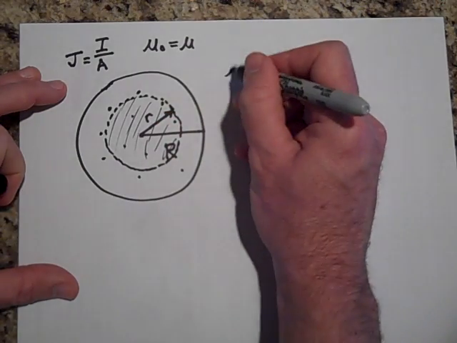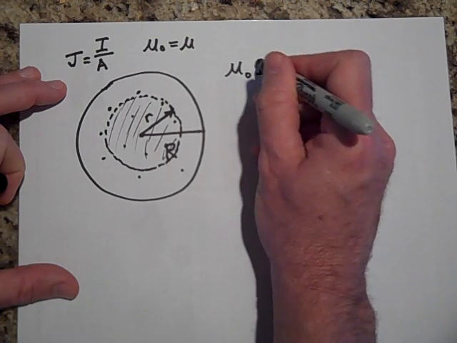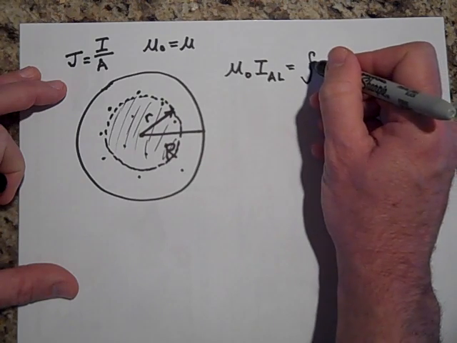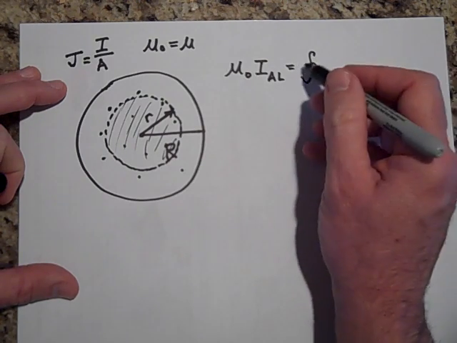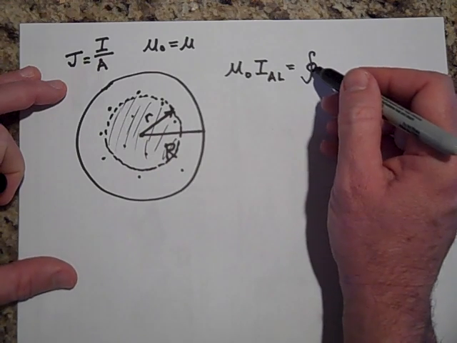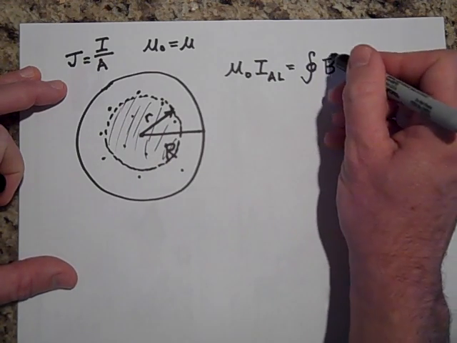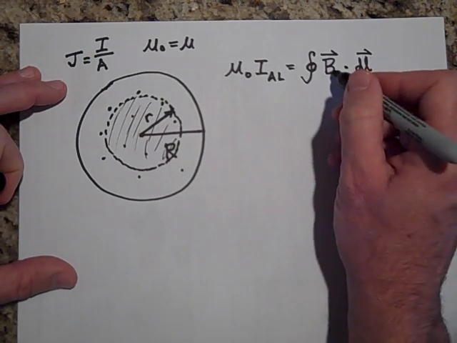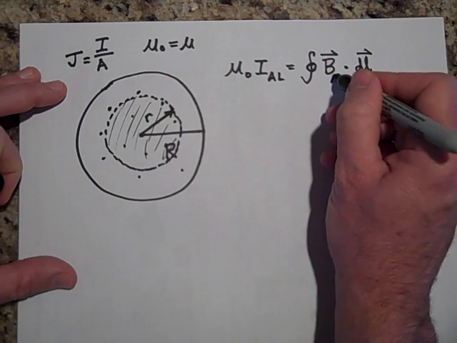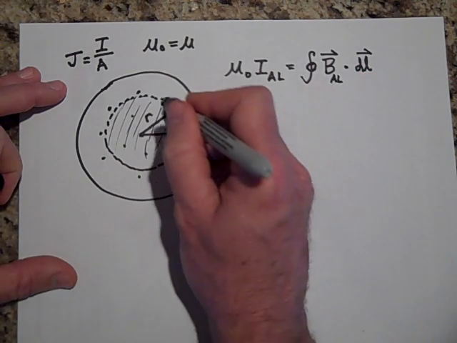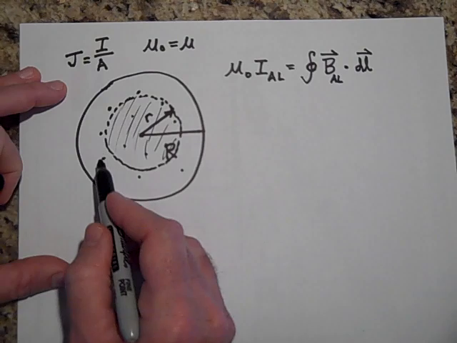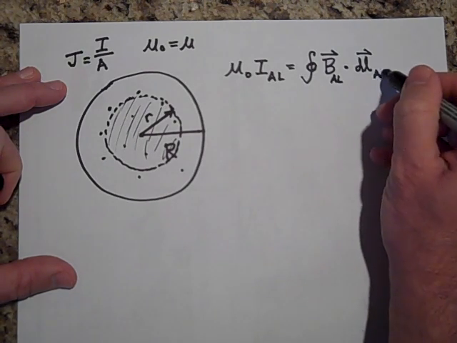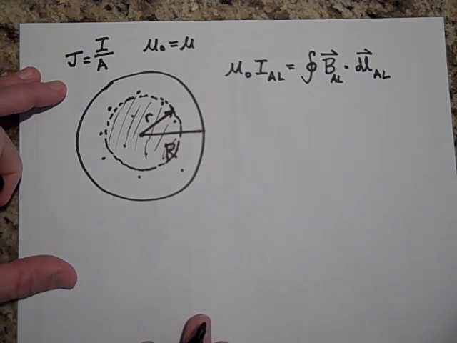Okay, so I'm going to write down Ampere's law. Mu naught times I through the Amperian loop is equal to the closed loop integral, the closed path integral of B dot dl. And just to remind you, this B is not just any old B, it's the B on the Amperian loop. It's the B right here. And these dl's, these are the dl's that make up the Amperian loop. These are little line segments, dl.